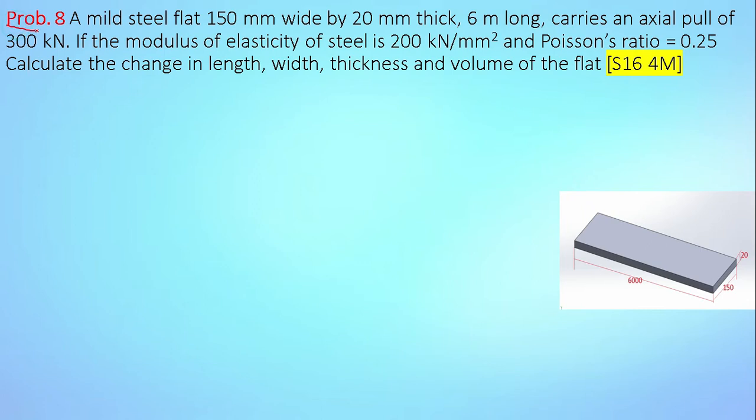This is problem number 8. A mild steel flat 150 mm wide by 20 mm thick, 6 meter long, carries an axial pull of 300 kilonewton. If the modulus of rigidity of steel is 200 kilonewton per mm square and Poisson's ratio is 0.25, calculate change in length, width, thickness and volume of flat. This question is from summer 16 paper and was asked for 4 marks.